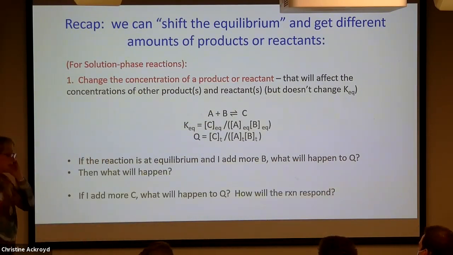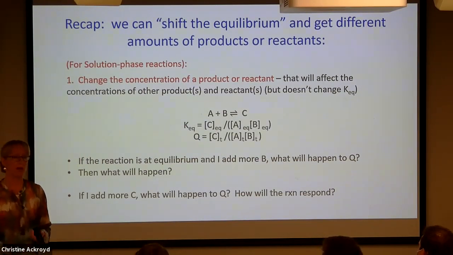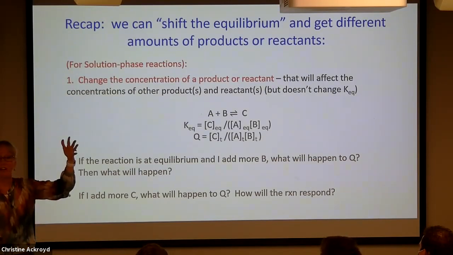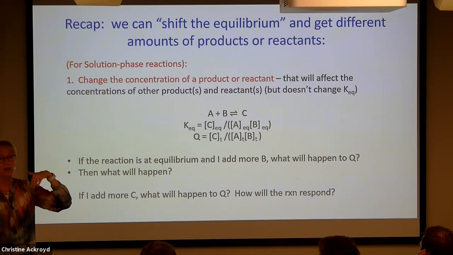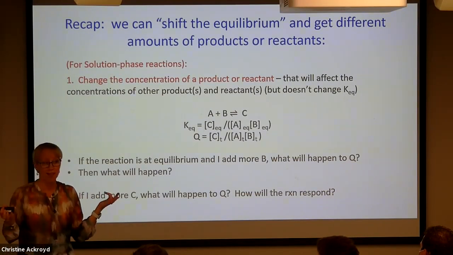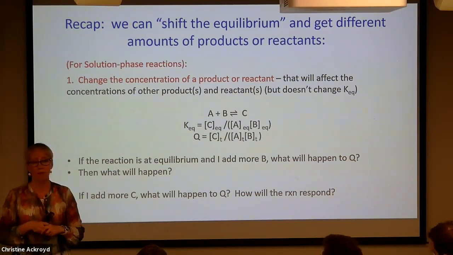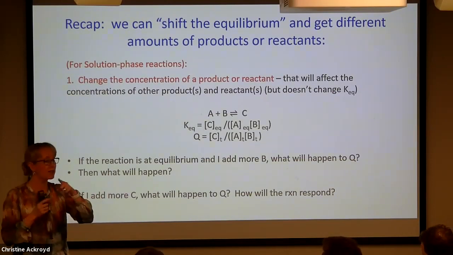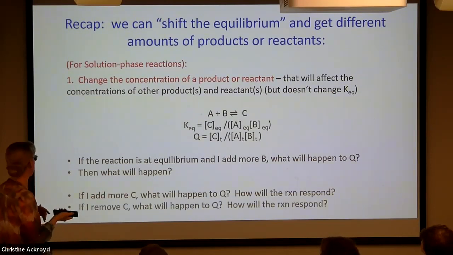Okay, if you add more product, what happens to Q? It's bigger, right? If Q is bigger, you're not at equilibrium left. Yeah, you didn't add enough to get to equilibrium, but you're closer, right? So what happens to how much product? Still going to shift right, but not as far.